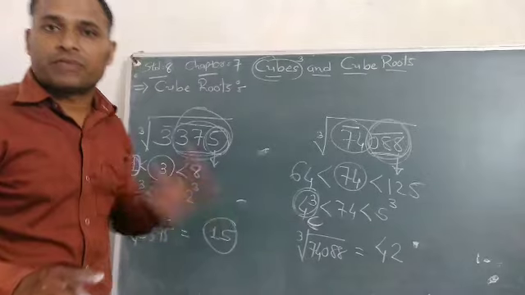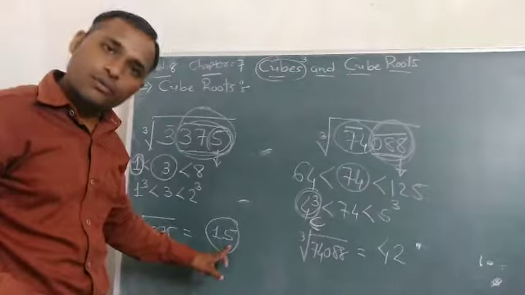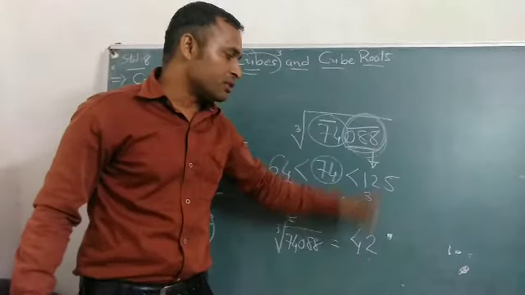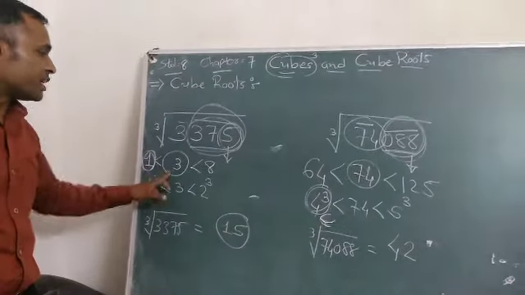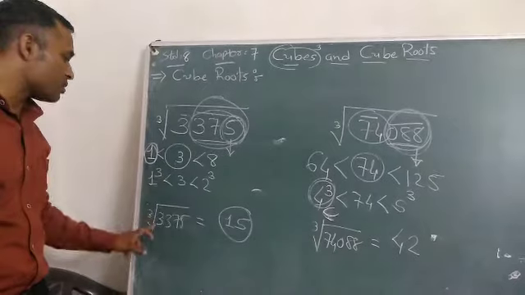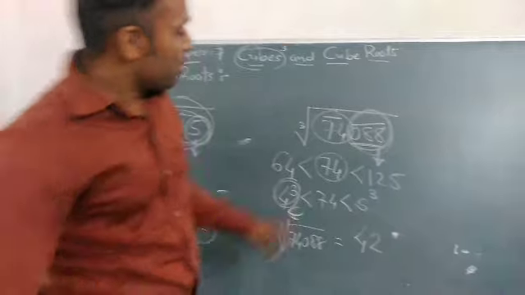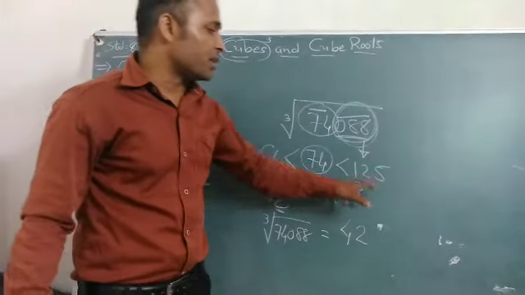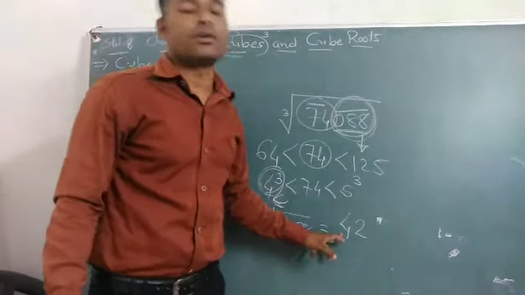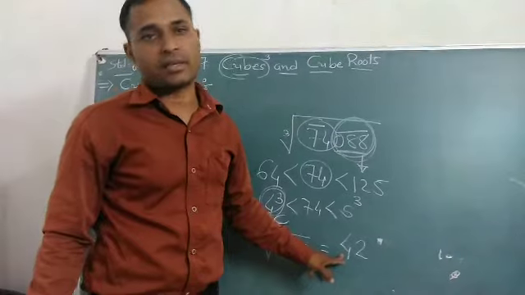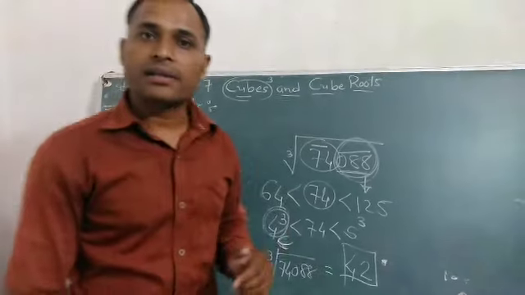Let me recall. First of all, make a group of 3. Last digit is 5, so its unit place is also 5. Last digit is 8, its unit place is 2. Left number is 3. 3 is between 1 and 8. 1 is less, so we use it as the tens place. 74 is between 64 and 125. We use 64. The cube root of 64 is 4, and 4 is your tens place. The numbers combined become 42. Okay, simple, done.